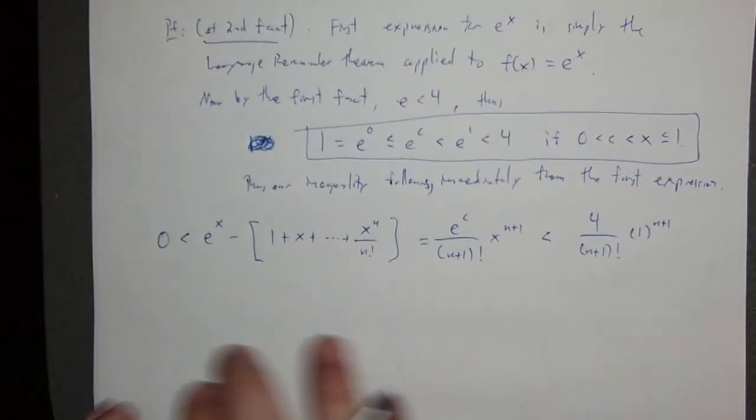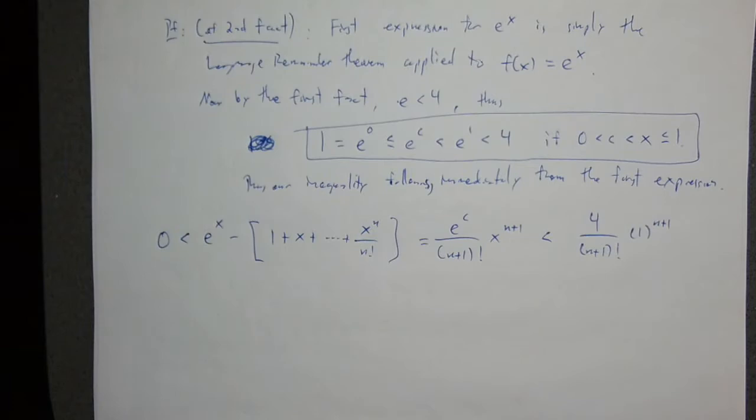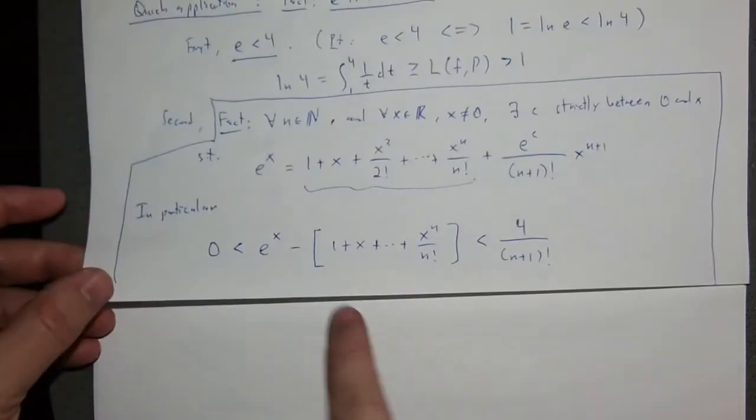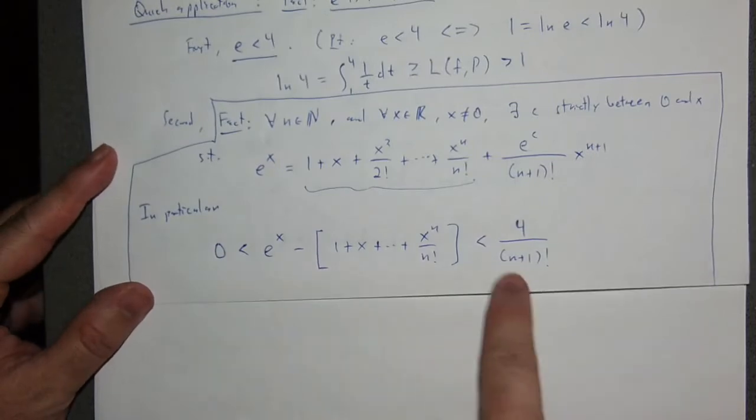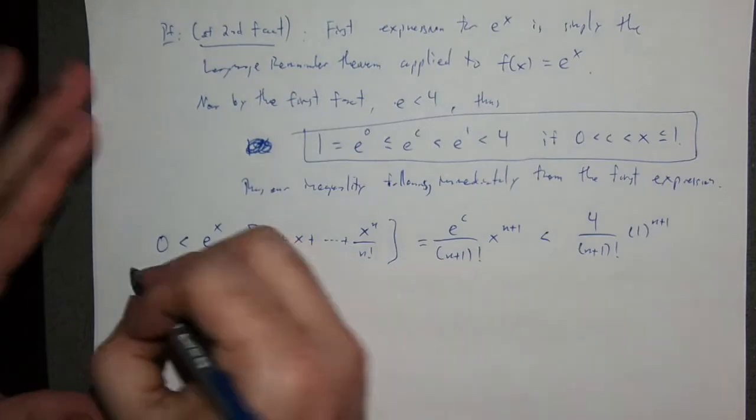The reason I wanted to do this out fully is so that you can see how this works, because this is very similar to all of the inequalities that you can show using the Lagrange remainder theorem. Okay, so this is the expression that I get. Well, when I simplify it, I get this one, and this is what I need to be done.